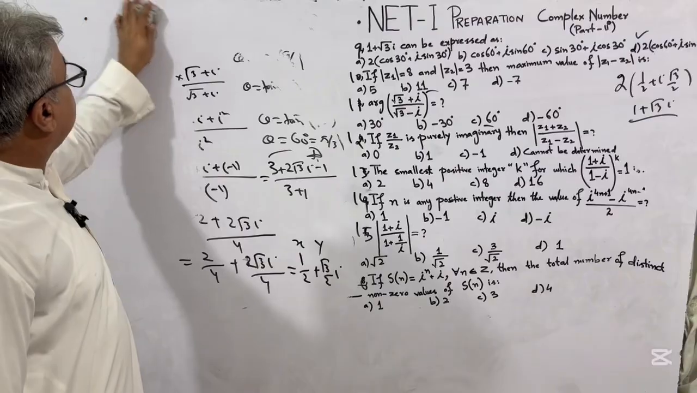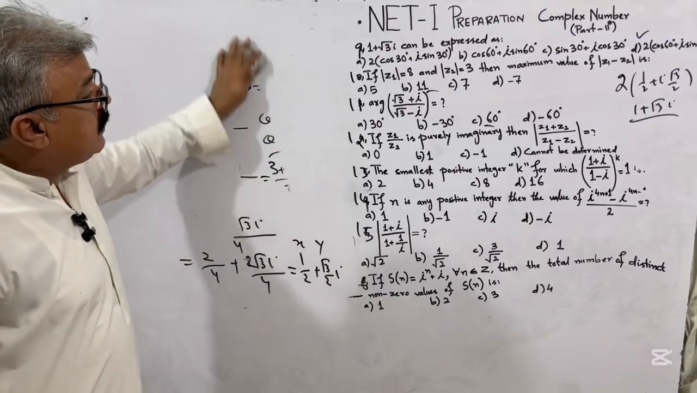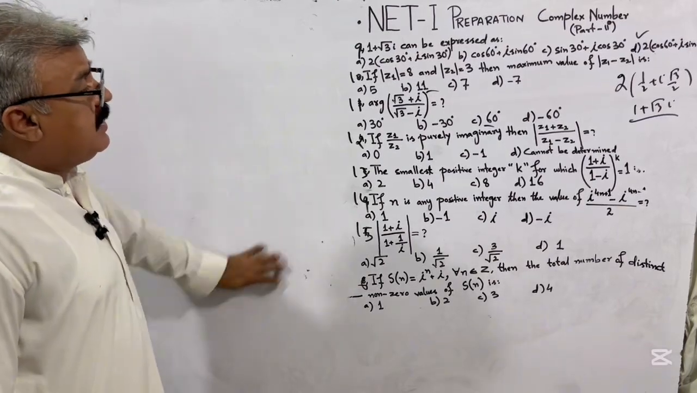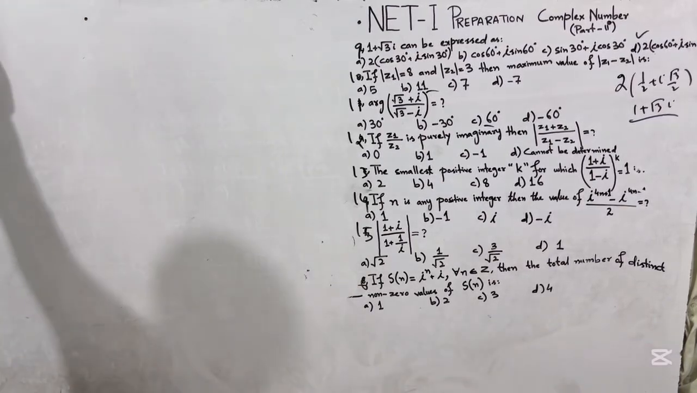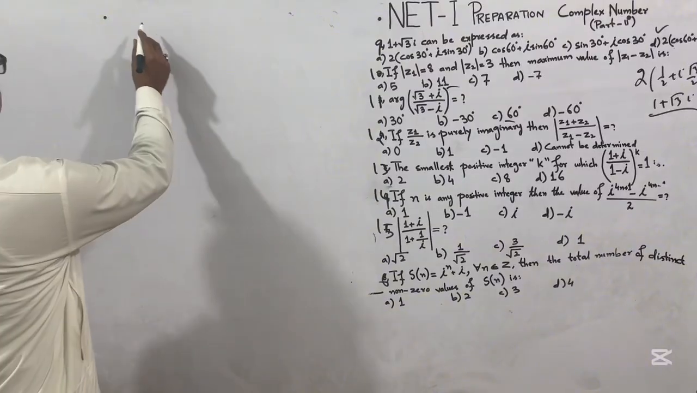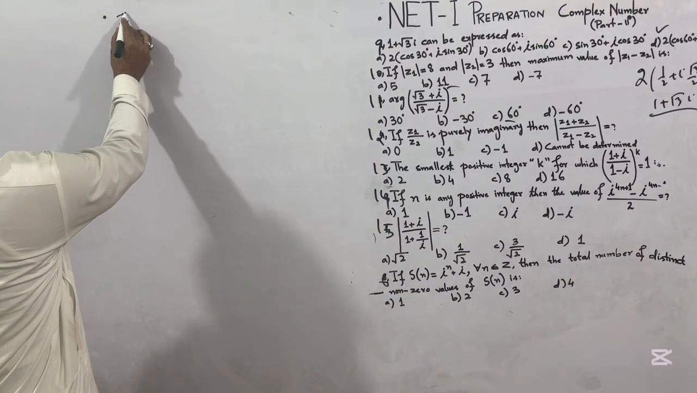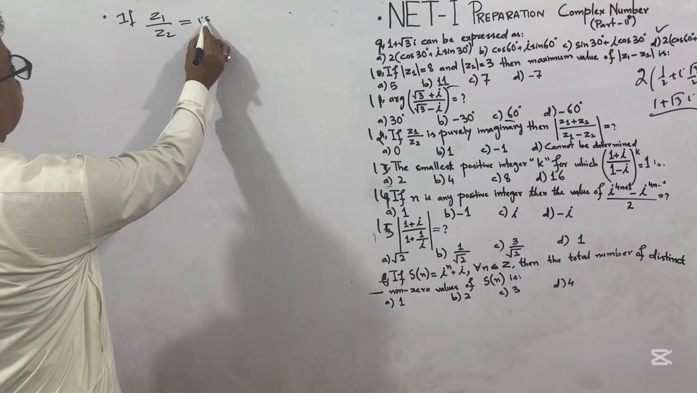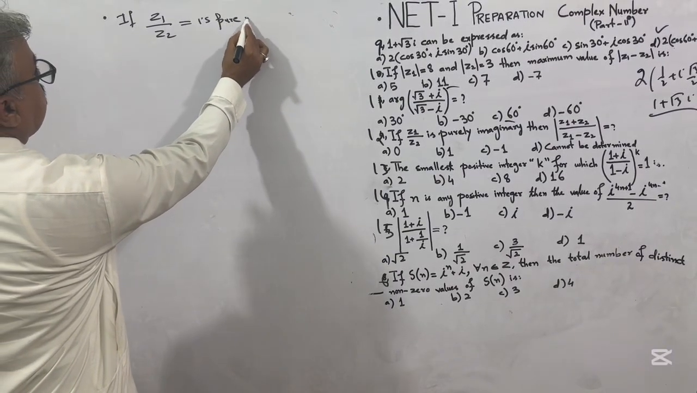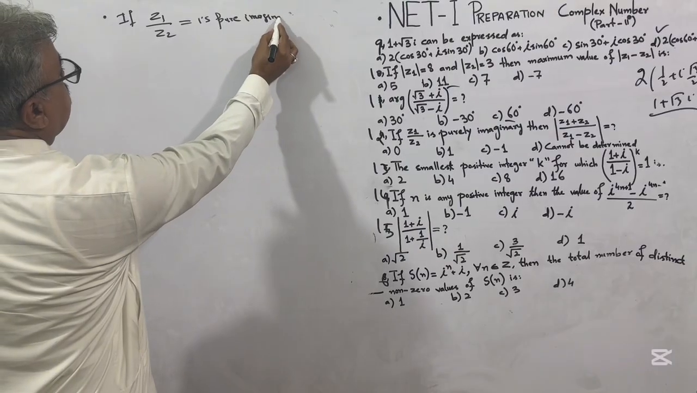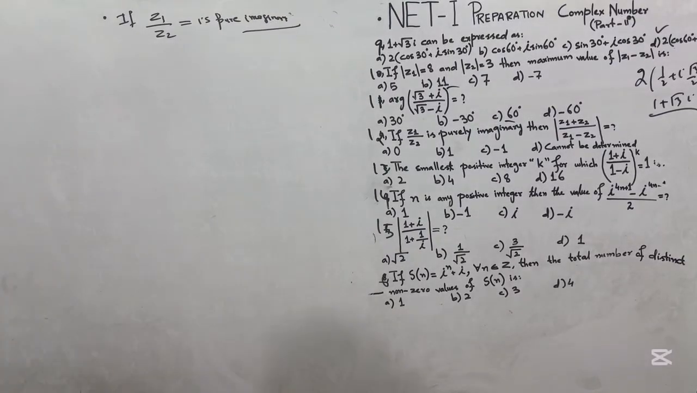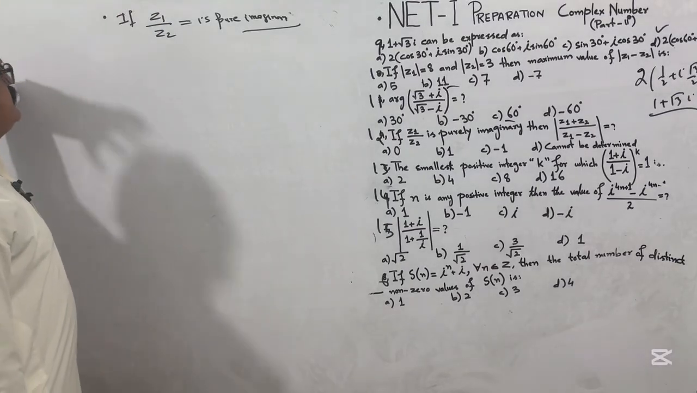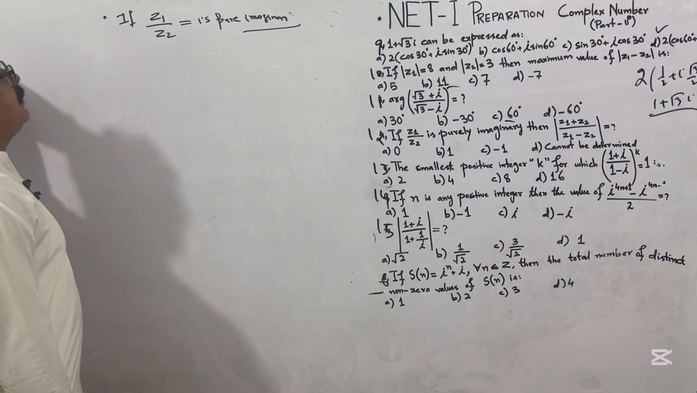Question number 3. If Z1 over Z2 is purely imaginary, with no real part in it, then find the modulus of this. If Z1 divided by Z2 is a pure imaginary number, then find the modulus of this one. Under what condition is Z1 over Z2 pure imaginary?